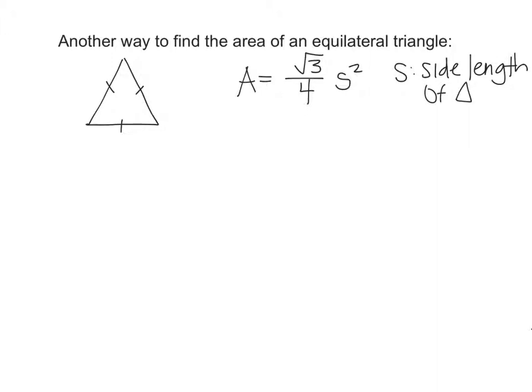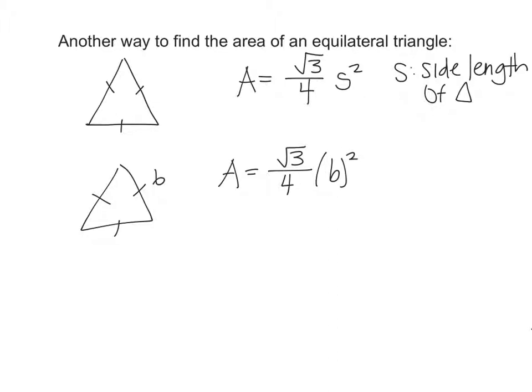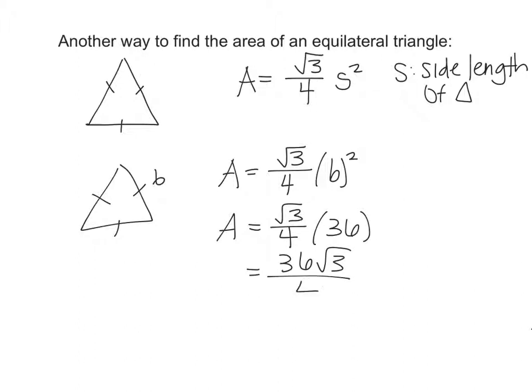of the triangle. So if we were to use this, I could find the exact area if I had an equilateral triangle with side length of 6. I would say area is equal to square root of 3 divided by 4 times 6 squared. So area is equal to square root of 3 over 4 times 36, or 36 square root of 3 over 4. And then remember, we can always reduce.